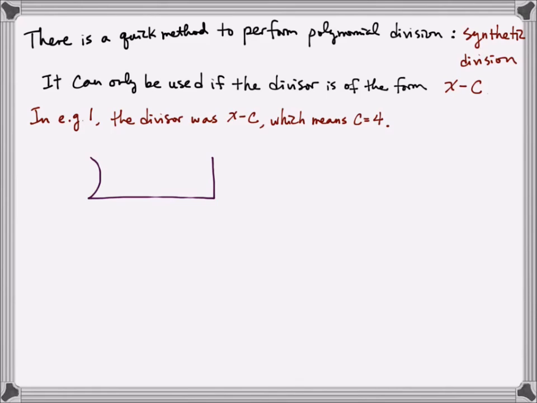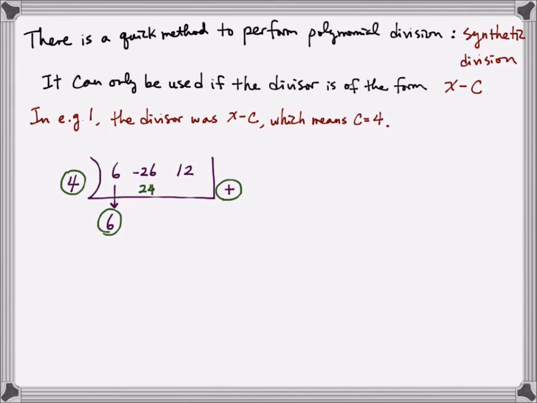We extract the coefficients from the dividend and then put them inside here. In this case, in descending order, it would be 6, negative 26, and 12. Put this number c on the left outside. We put a plus sign on the right outside. First step is to carry the 6 down, and simply don't do anything, just carry the 6 down. Then multiply the divisor 4 with this number 6, and then put it right below the negative 26. So that gives me 24.